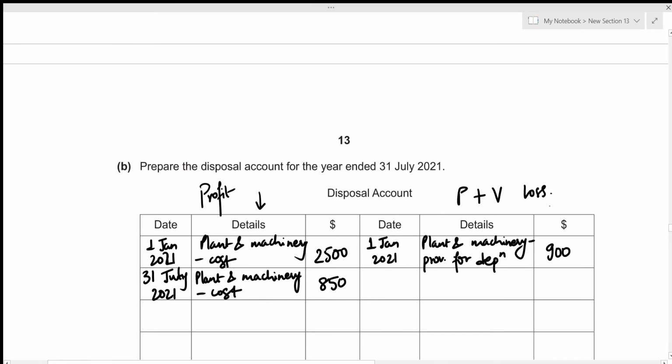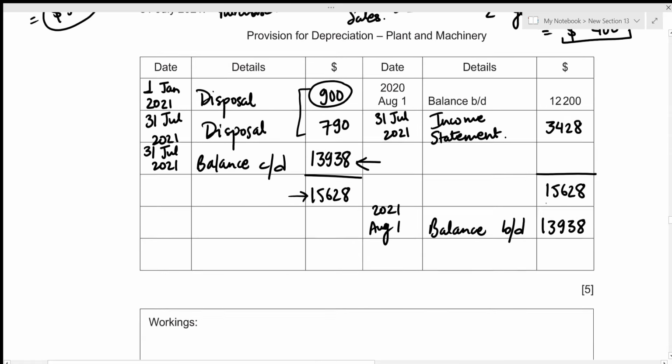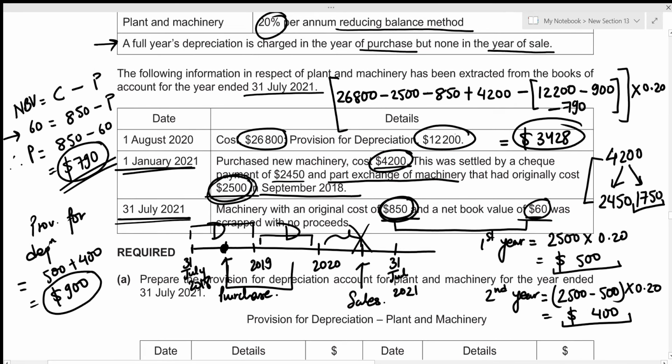Then if you remember correctly, this plant and machinery was actually part exchanged, right? And we already discussed the value. So we purchased a new machinery which had the cost of 4,200, and this was settled by a check of 2,450. So if out of 4,200, 2,450 was funded by the check, then the remaining amount was funded by the machinery, which means that the remaining amount is the value that we got in exchange of the machinery. And the remaining amount was 1,750. So this is the value we got in exchange of machinery.